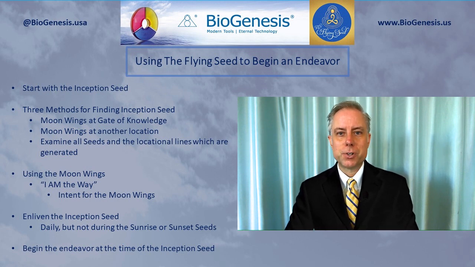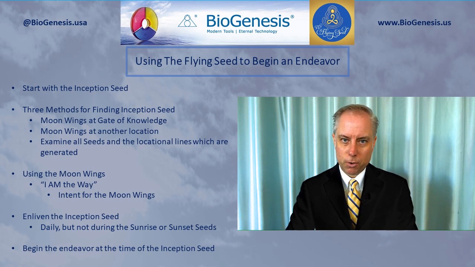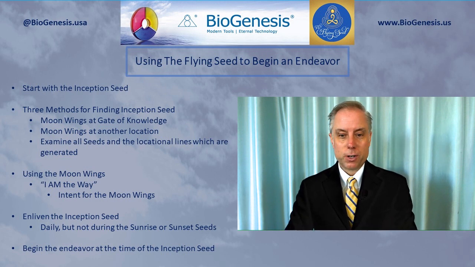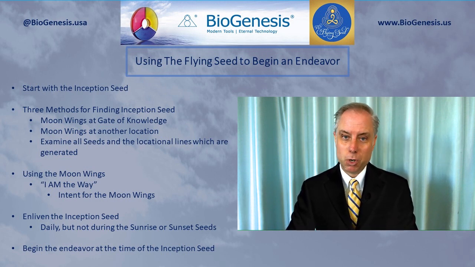So, regardless of the project, even if you're just trying to figure out what way you go in something with your job or in a relationship or anything else, you can always use this intent. I am the way. You would use it 4 times with 4 letting fly the moon wings, 4 throws of the moon wings, to give you a seed, and that'll give you your answer.